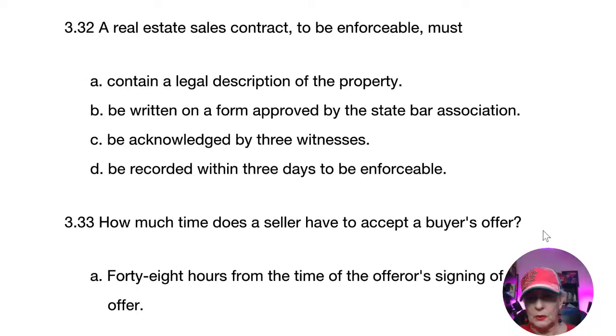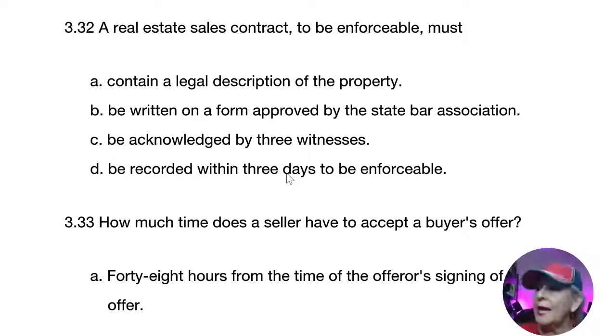Okay, 32. A real estate sales contract to be enforceable must be what? So this is a must. It must have whichever one of the following is correct. B, be written on a form approved by the State Bar Association. C, be acknowledged by 3 parties.